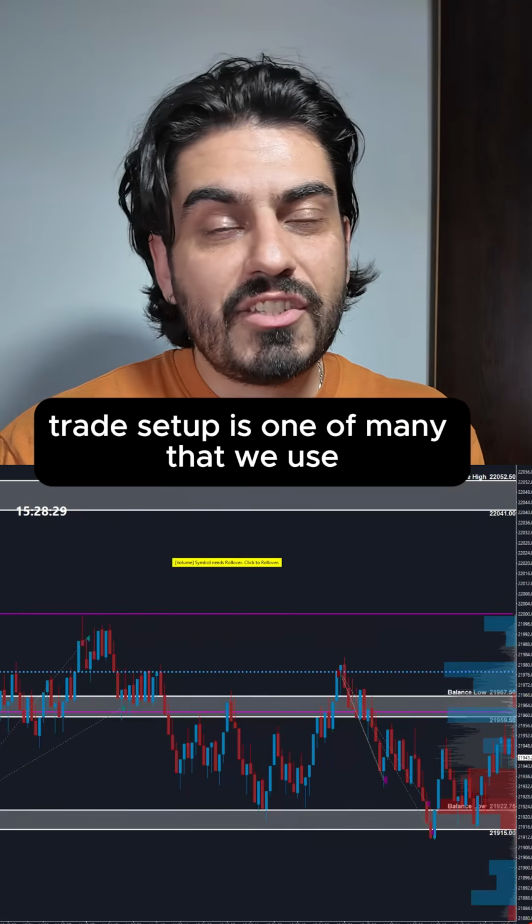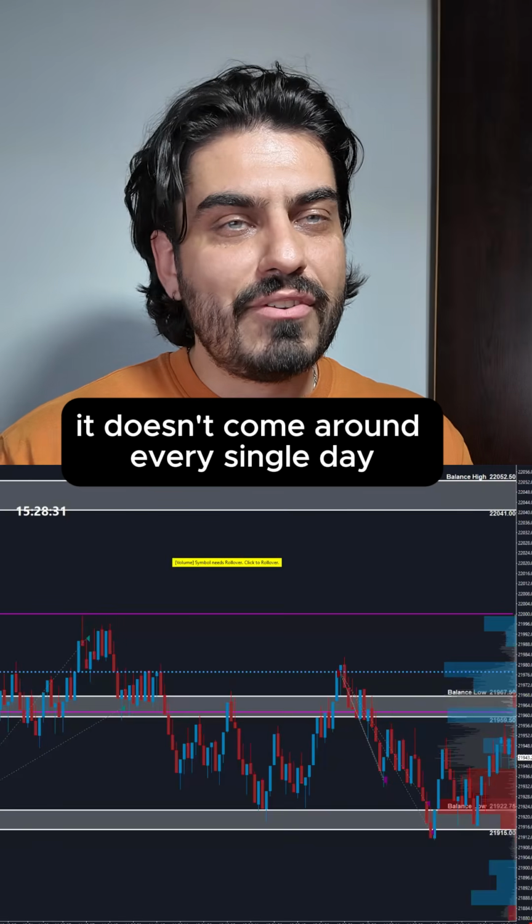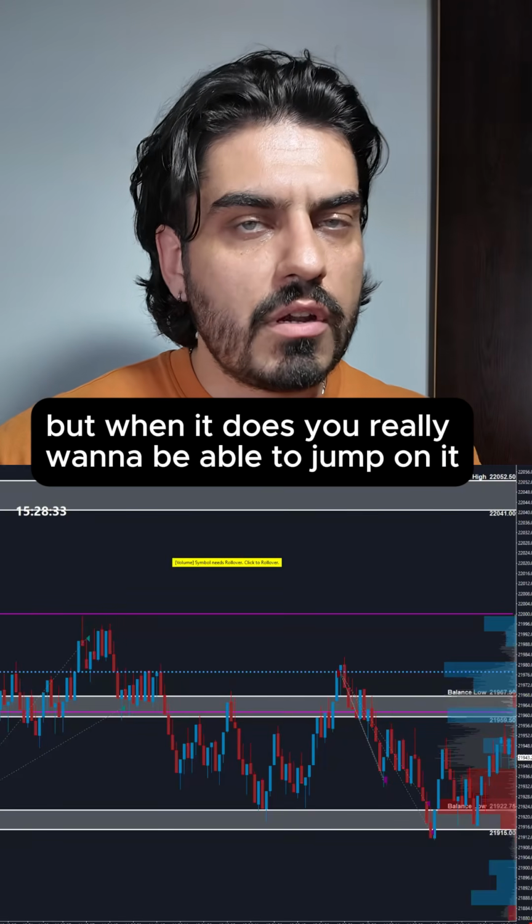The initial balance trade setup is one of many that we use. It doesn't come around every single day, but when it does, you really want to be able to jump on it.